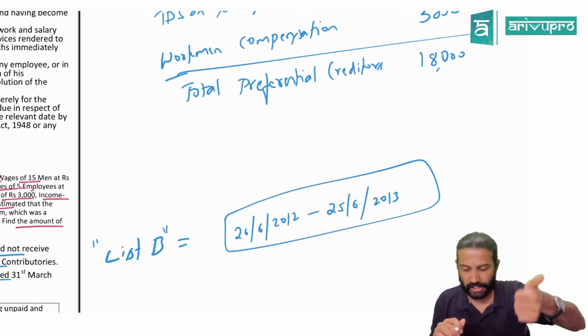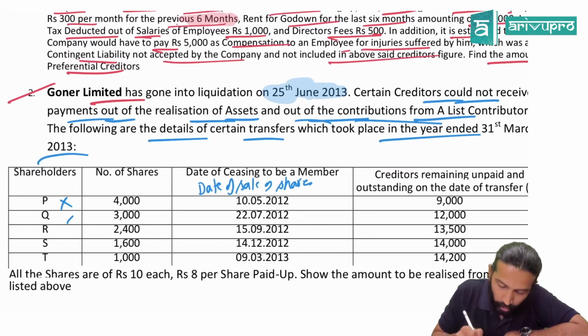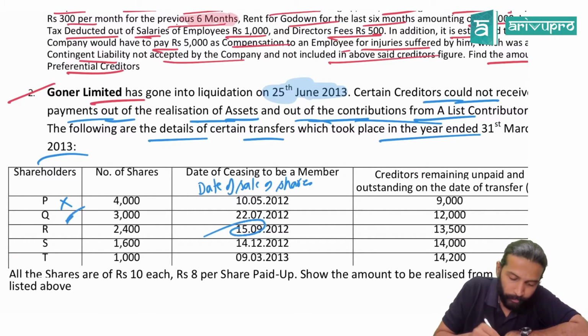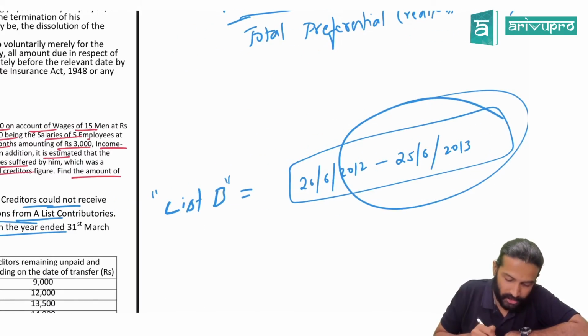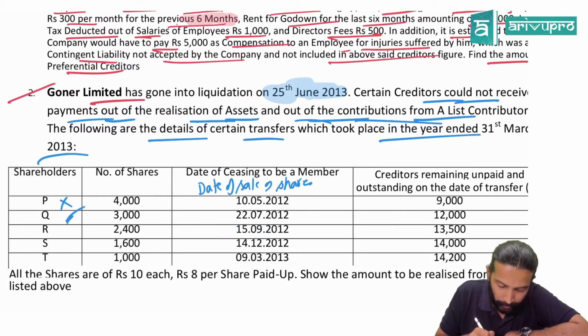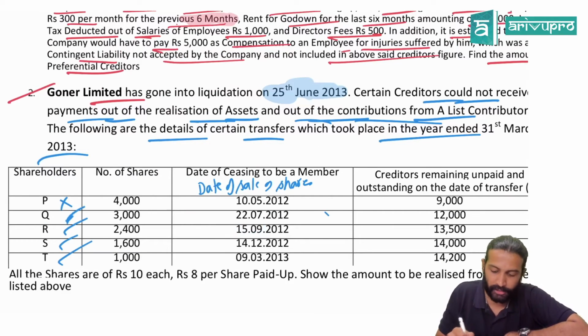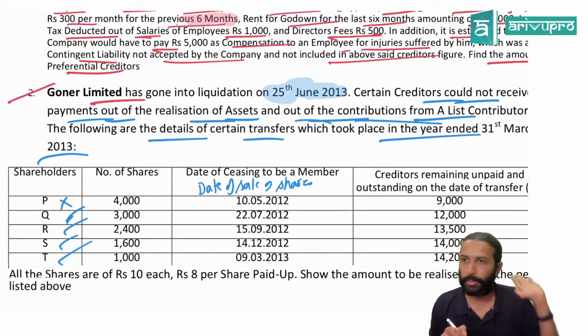Yes. So is Q a List B contributory? Yes. How about R? He sold on September. Does 15 September fall under this window, sir? Yes. That means R is a List B contributory. So put a tick mark against it. S also is. T also is. So Q, R, S, T: these guys are List B contributories.